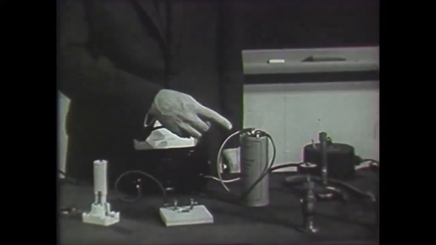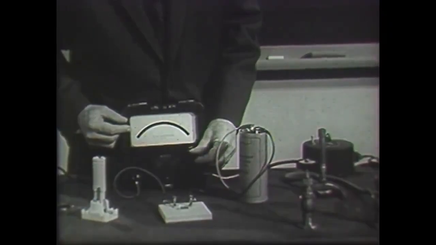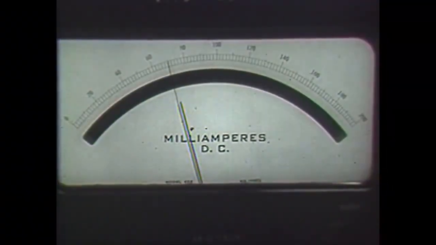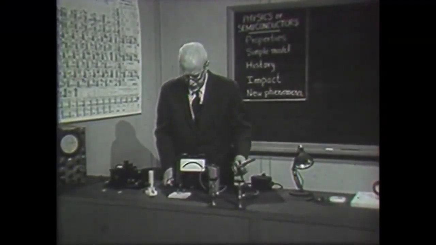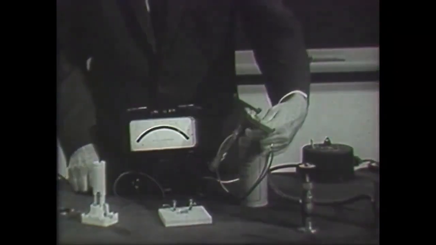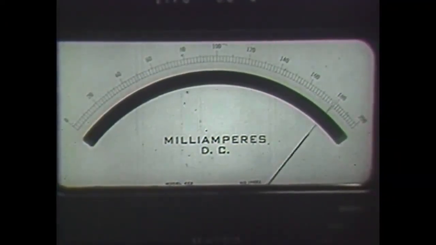I have here a small rectangular piece of a semiconductor connected in series with this battery and this meter. You can see that there is current flowing through this semiconductor. One of the first properties noticed about semiconductors was the fact that they have a negative temperature coefficient of resistance, that the current increases as you heat the sample. I have here a Bunsen burner with which I will heat this sample up a bit, and as you can see, the current increases quite a great deal.